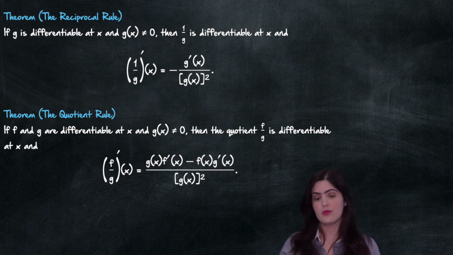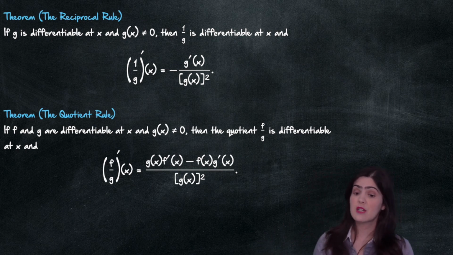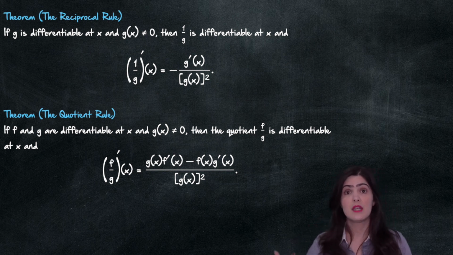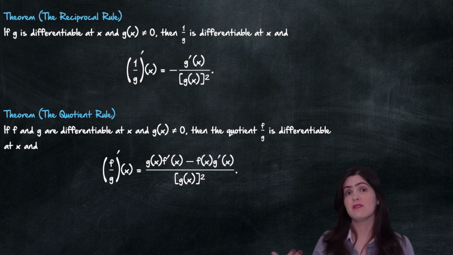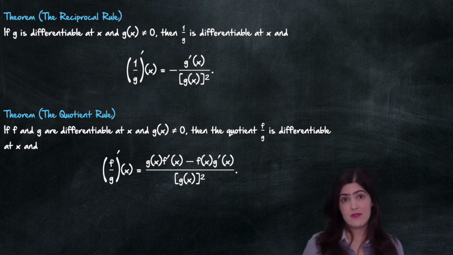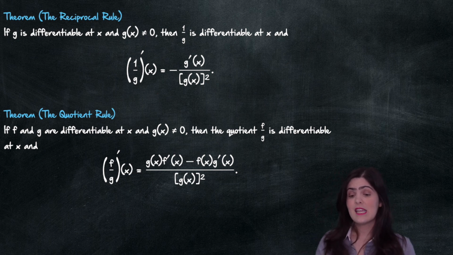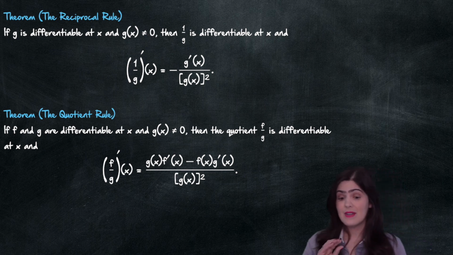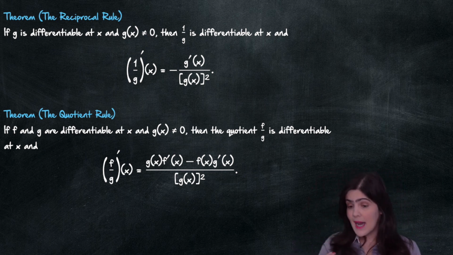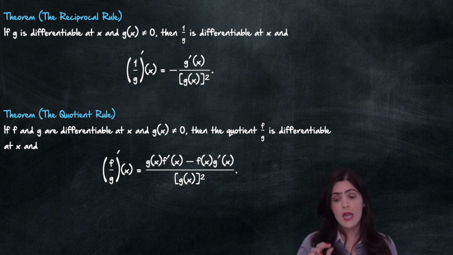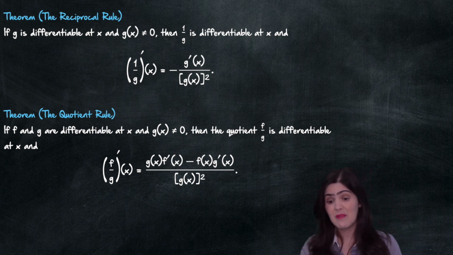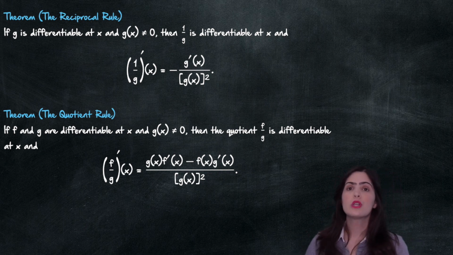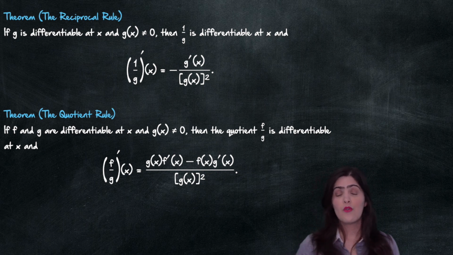And then we have the quotient rule that tells me that if f and g are differentiable functions, and I know that g is not 0, then I can define the quotient f over g, so f divided by g is also going to be differentiable at x, and the derivative is given by this: the denominator times the derivative of the numerator minus the numerator times the derivative of the denominator, divided by the denominator squared.